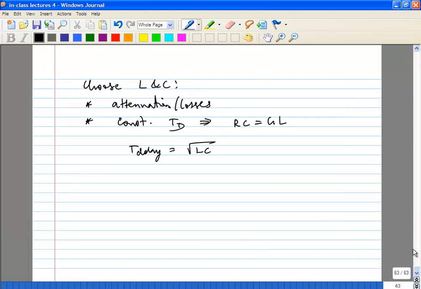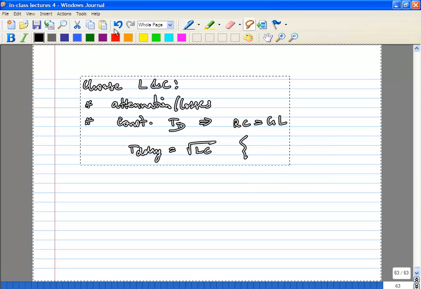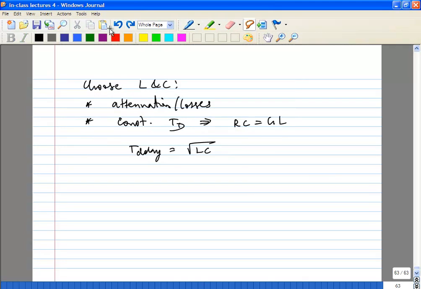If you had the original transmission line with per unit quantities, as you go along the distance, where the length is Z, your delay is actually root LC times Z. In this case, if you use lumped elements, it will be root LC.